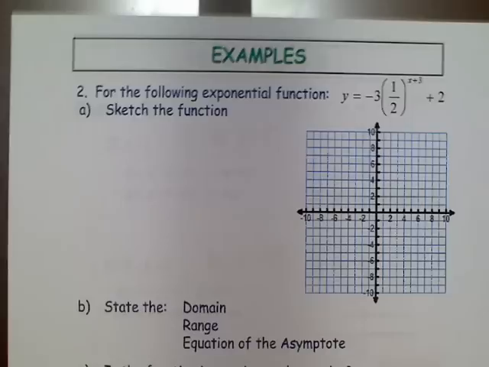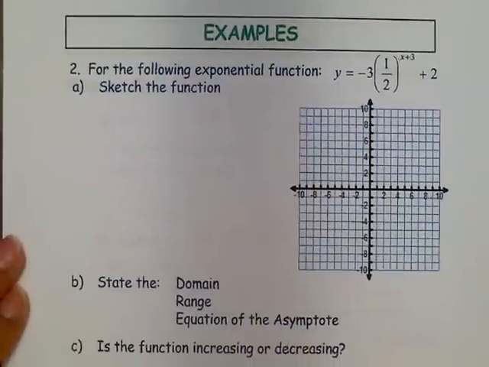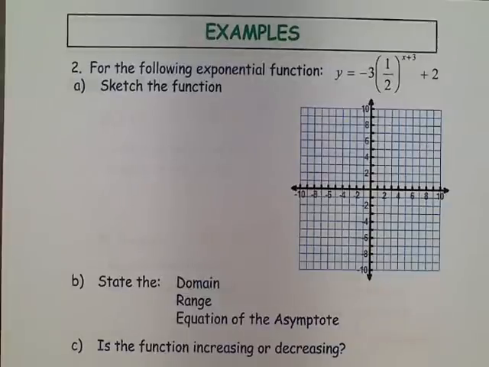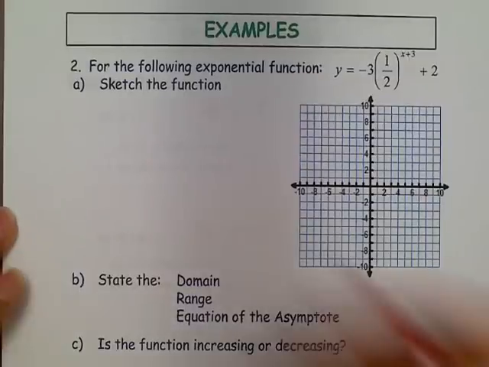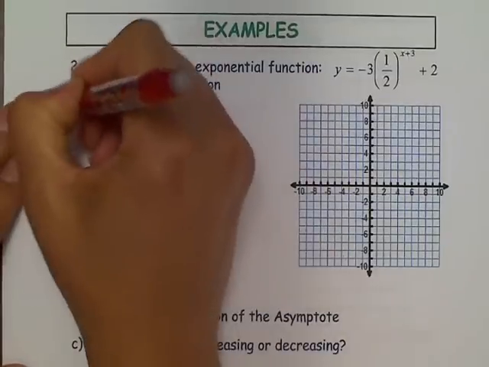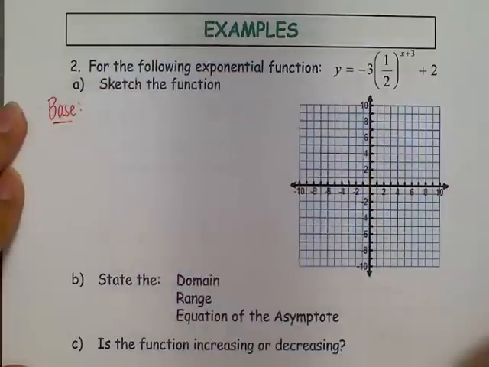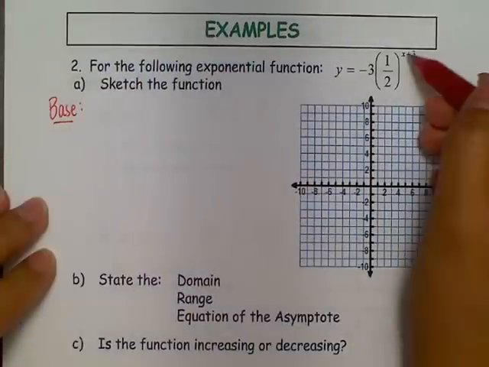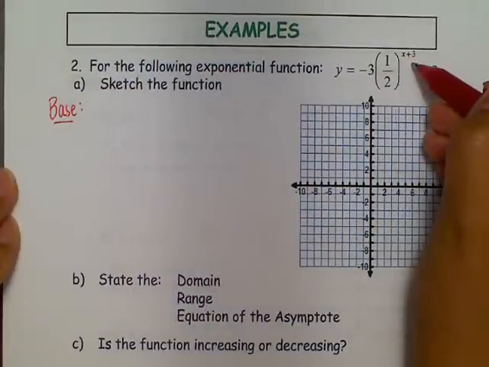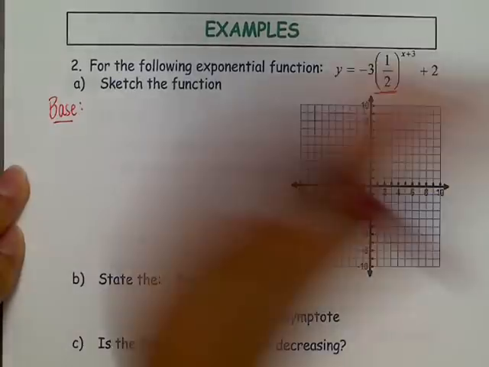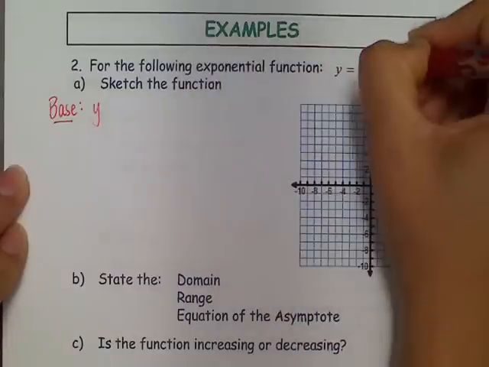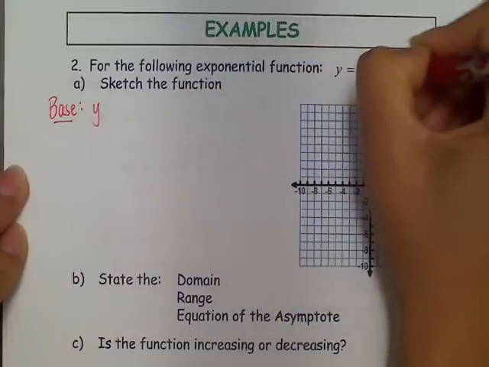Okay, we're going to look at one more example. It'll be slightly different. So for example 2, for the following exponential function, again, we're going to sketch, state the domain, range, and equation of the asymptote, and then talk about whether the function is increasing or decreasing. Okay, so the first step is to figure out what the base function is. And so I'm going to look at where my exponent is, and whatever the base value is to that exponent, that's going to represent my base function. So 1/2 is my base function.